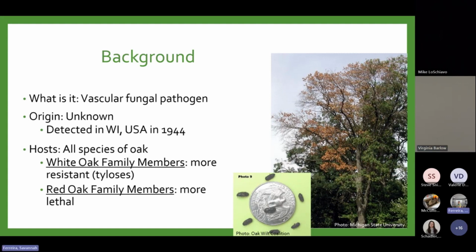Although this pathogen can affect all species of oak, white oak family members have been found to be more resistant to this pathogen due to their ability to utilize tyloses during compartmentalization. For those of you unfamiliar with tyloses, it's basically just an outgrowth of cells that block conducting vessels within the tree, and this just helps stop the spread of a pathogen. Red oak family members don't utilize these tyloses, so the infection often leads to rapid mortality because the pathogen is inside the vascular system and therefore spreads quickly throughout the tree.